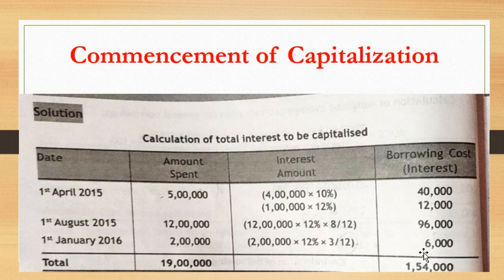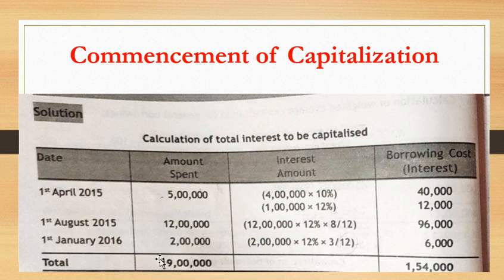So the total interest is 40,000 plus 12,000 plus 96,000 plus 6,000, which will give you 1,54,000. This is the interest you are supposed to capitalize from the expenses you have made, for the special loan as well as the non-specific loan you have taken. So out of the 23 lakh loan taken, 19 lakh is the exact amount you have utilized.